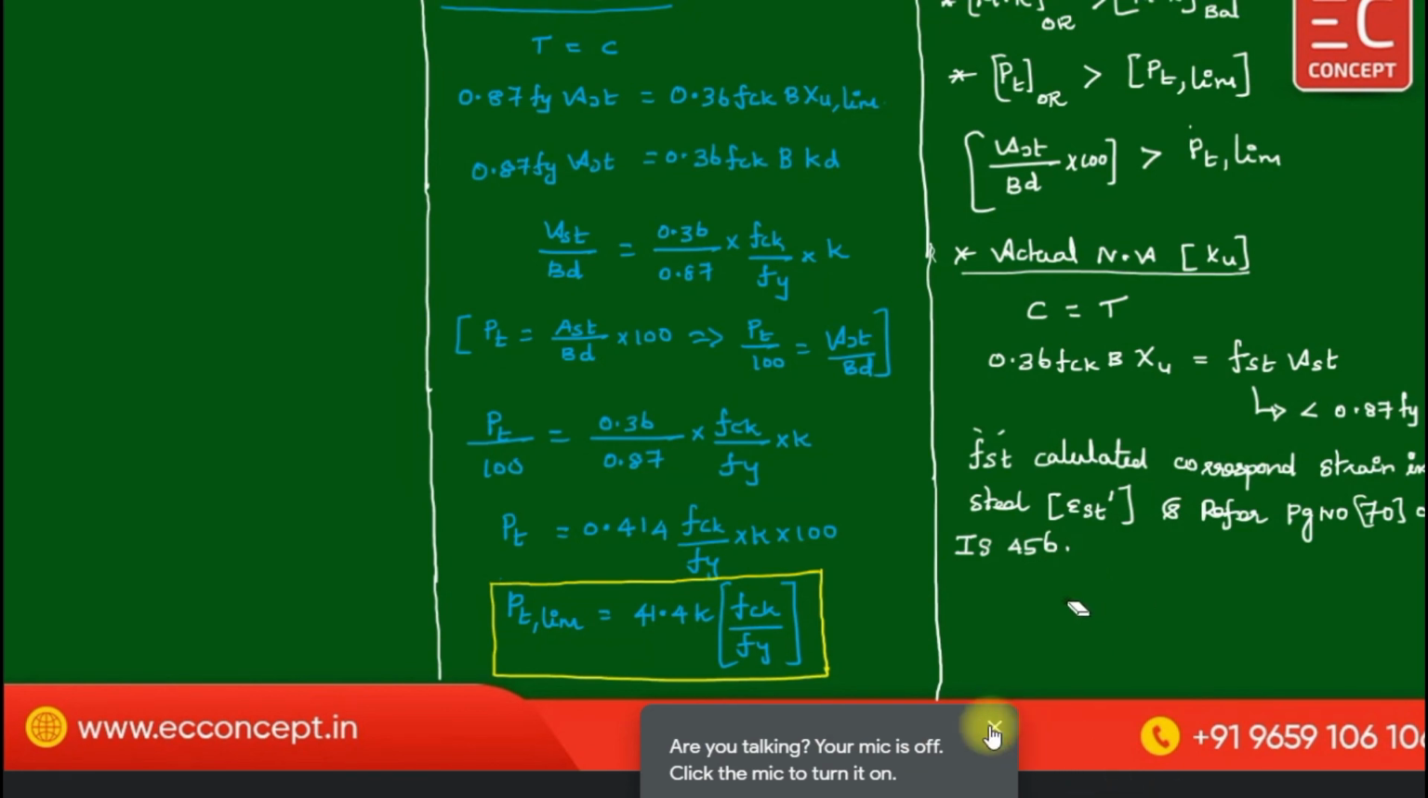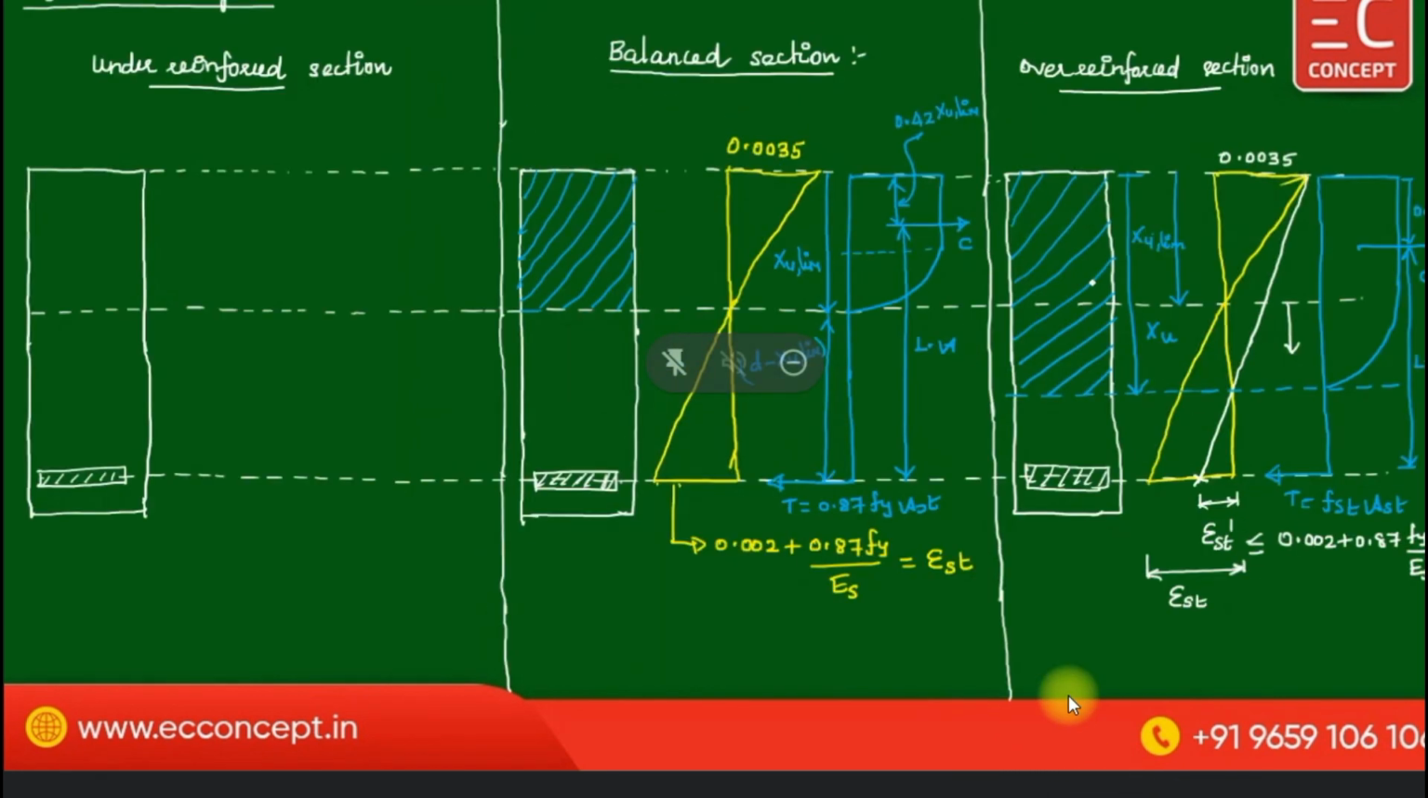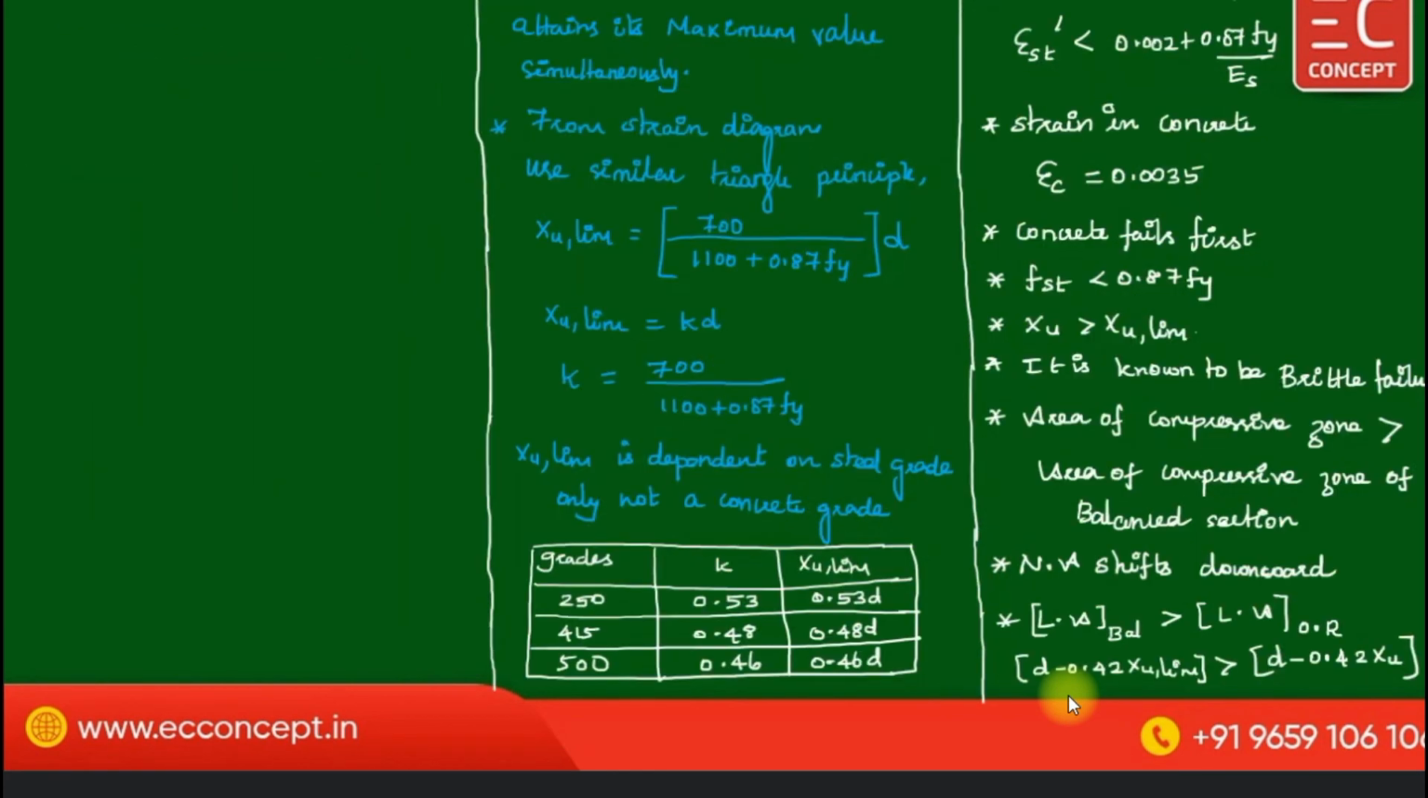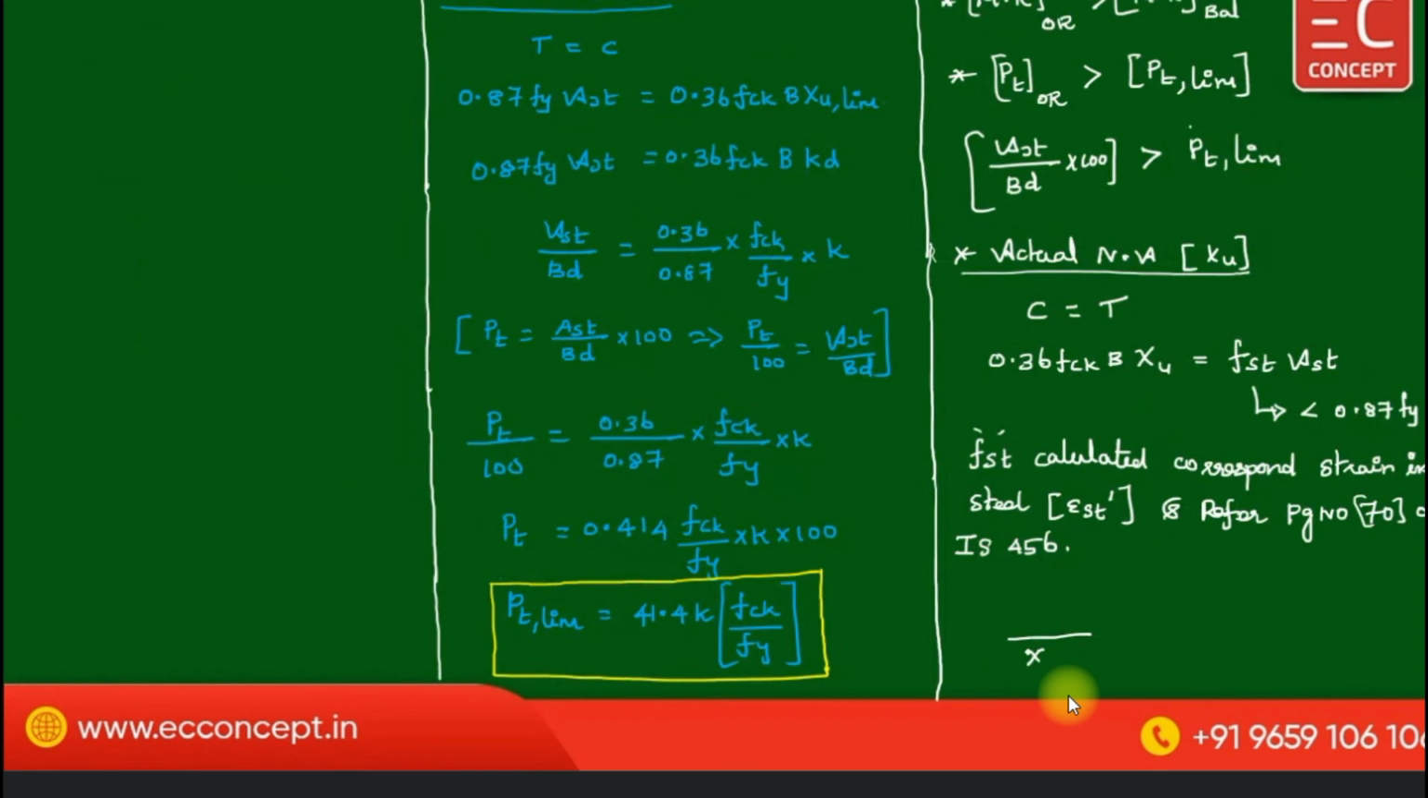What is the similar triangle principle? See the diagram, listen. For XU, the strain is 0.0035. For D minus XU, the strain is epsilon ST. So from that you will get the strain. Then refer to page number 70 of IS 456. Corresponding to this strain, you will get a stress. Substitute this stress, then you will get the answer. So this is the way you have to do it.